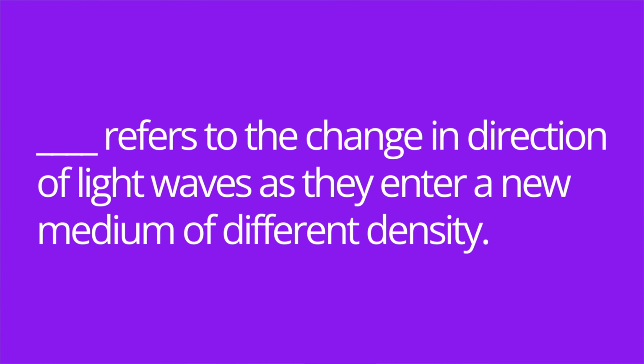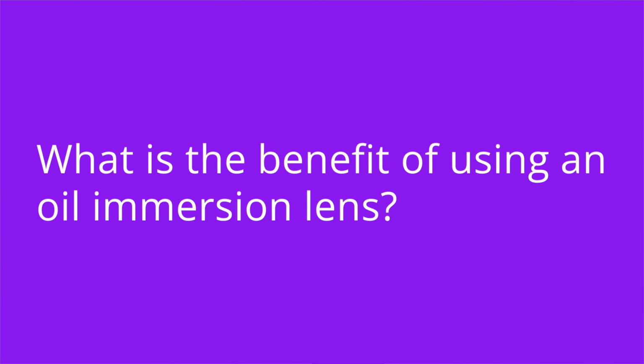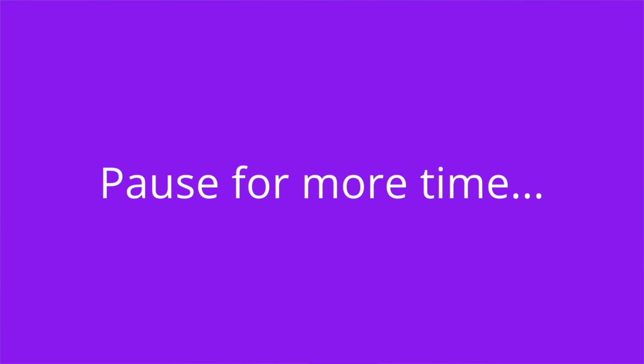All right, it's quiz time, and I have 4 questions for you. Number 1, blank refers to the change in direction of light waves as they enter a new medium of different density. The answer is refraction. Number 2, what is the benefit of using an oil immersion lens? The answer is it decreases light refraction and allows more light to pass through the microscope slide.